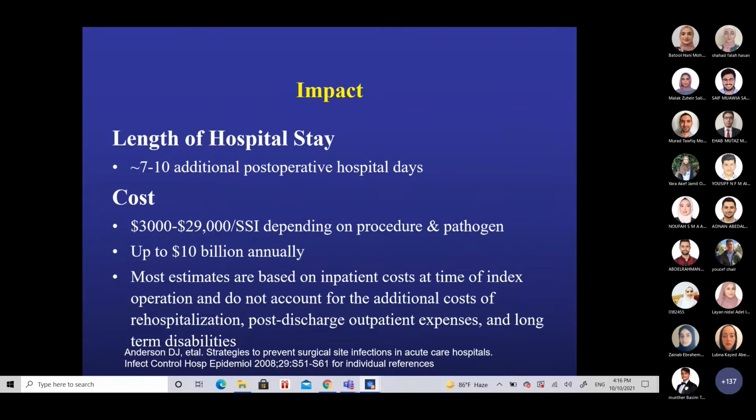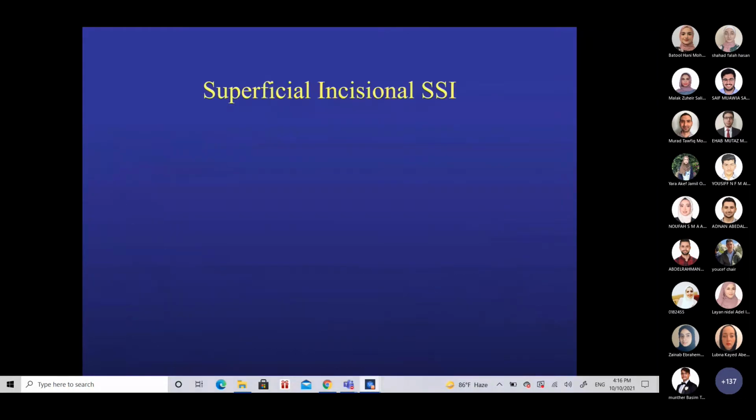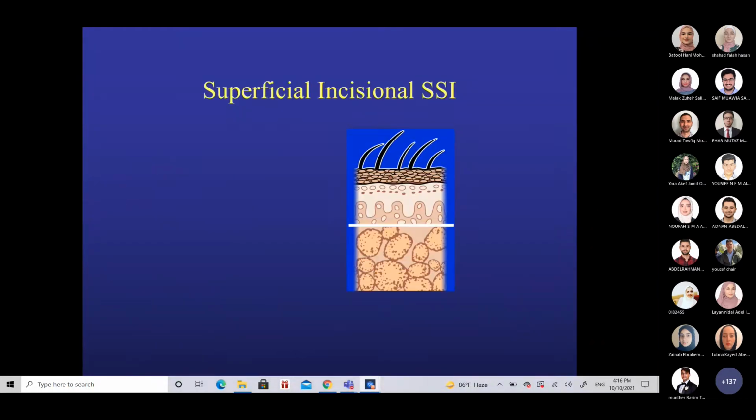Length of hospital stay increased زي ما حكينا, hospital stay increased, cost increased, hospitalization, delayed recovery, delayed discharge, delayed return to work, and more short and long-term disabilities. So it is of significant impact in the surgical practice. Now زي ما حكينا بهمنا نحكي عن surgical site infections.